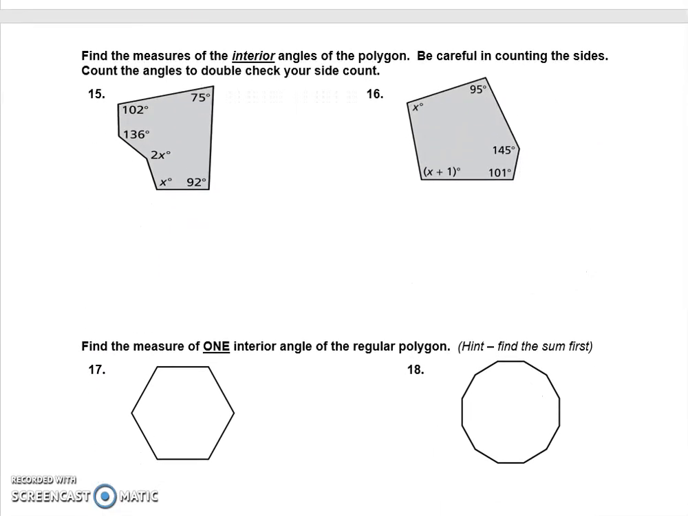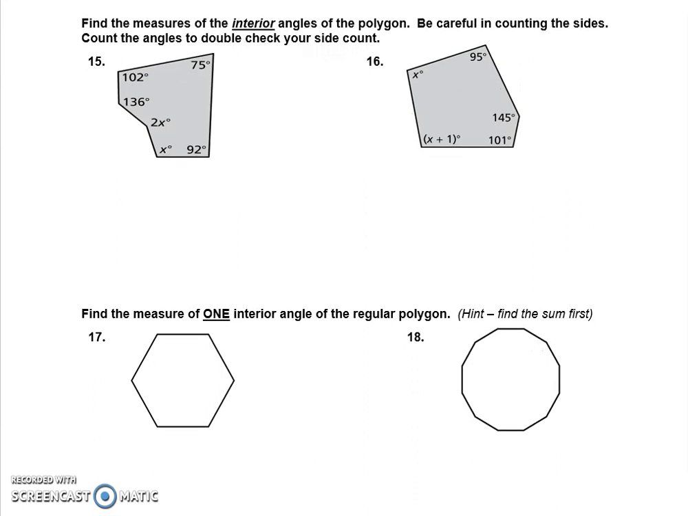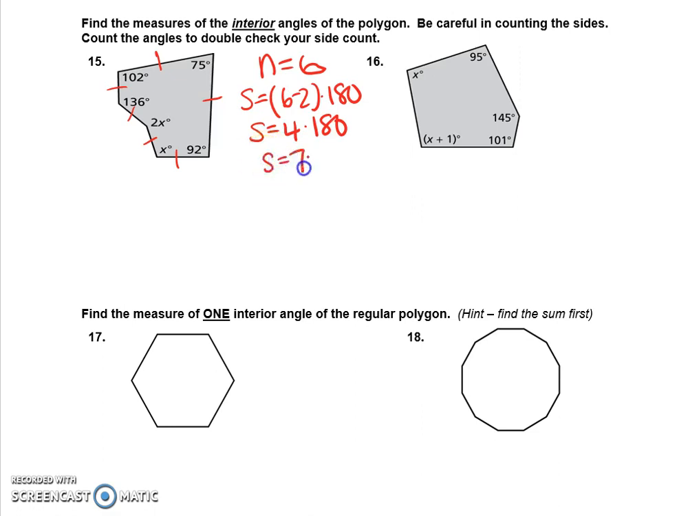Now, 15 and 16, these are the interior angles of any kind of polygon, and be careful in counting the sides. You can always double check your side count by counting the number of angles. That's kind of a way to check. So 1, 2, 3, 4, 5, 6. I also have 6 angles. So my 6-sided figure, the first thing you have to do is find the sum. 6 minus 2 times 180 is 4 times 180, which is 720 degrees.